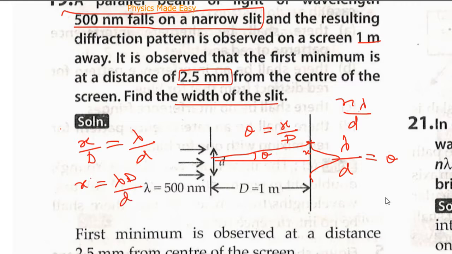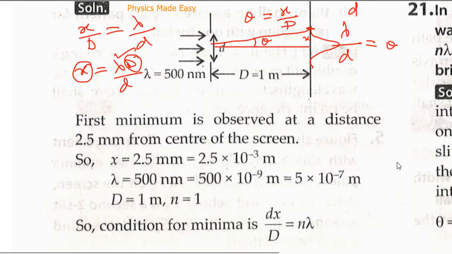Now this x is given. This D is 1 meter, which is given. Lambda is also given. And we want to find the size of the slit. It can be found. The size of the slit can be found.